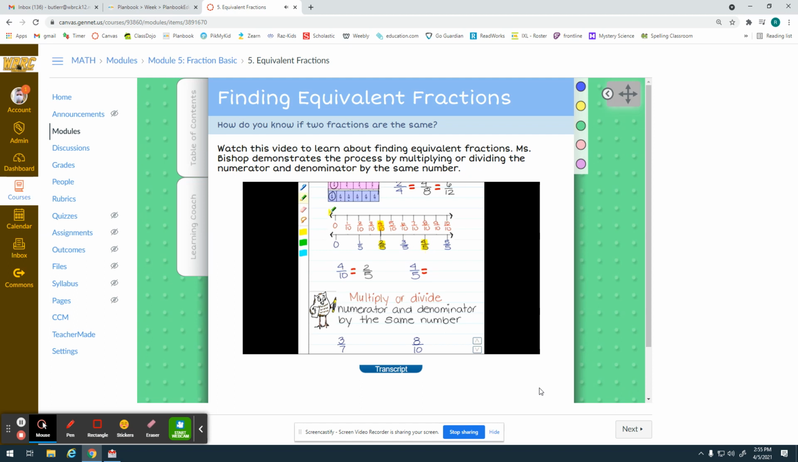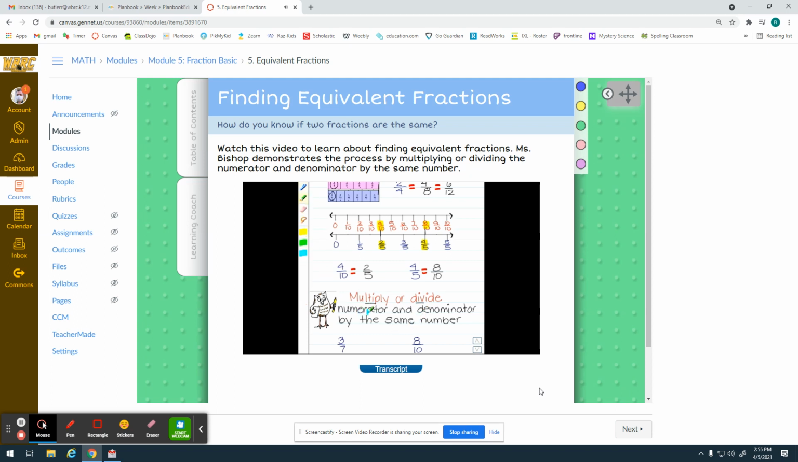Okay, so here we have 4 fifths. We want to find the tenths that names that same value, that is an equal amount. And if you follow it up, you see that 8 tenths is equivalent to 4 fifths. Now we can use a model or fraction strips or a number line, but we can also multiply or divide to find those equivalent fractions.